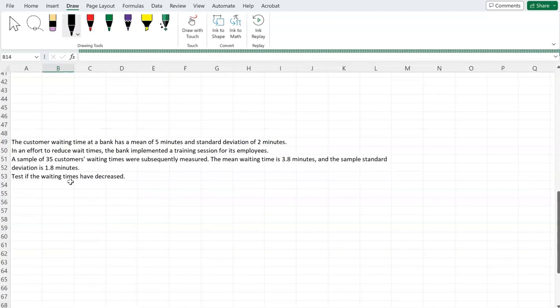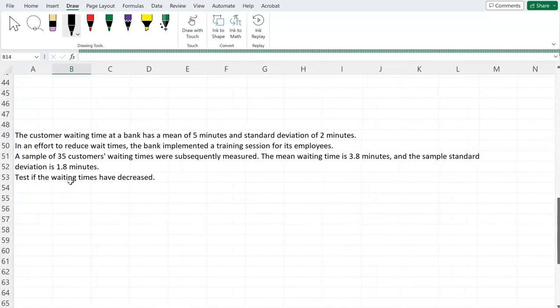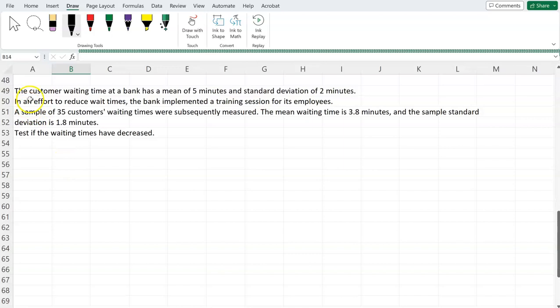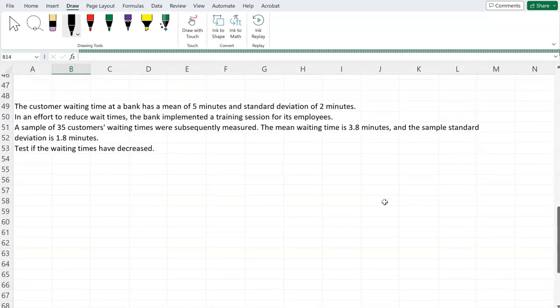Our first example is this. We have a bank branch where the mean waiting time for customers is 5 minutes and the standard deviation is 2 minutes. So from here, we know that this number is the population mean, and this number is the population standard deviation. We already have the mean and standard deviation of the population. Now, in order to reduce the wait times, the bank implemented a training session.